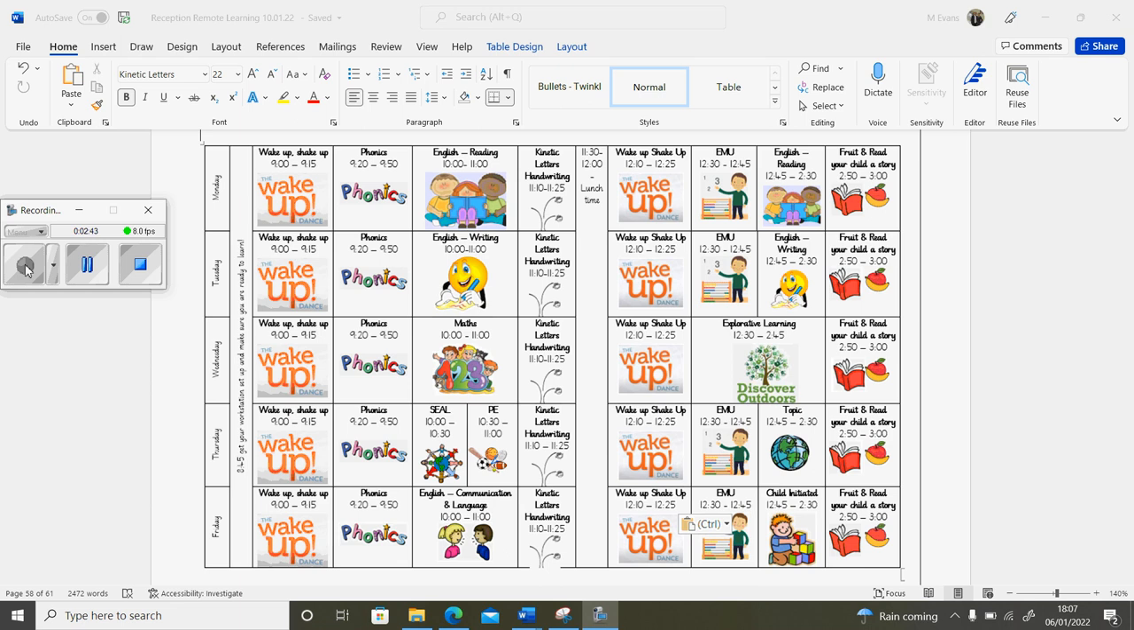Then we move on to Thursday, always our busiest day of the week. So we've got our wake up, shake up, we've got our phonics. In SEAL today, we introduced last week the new SEAL theme, which is good to be me.